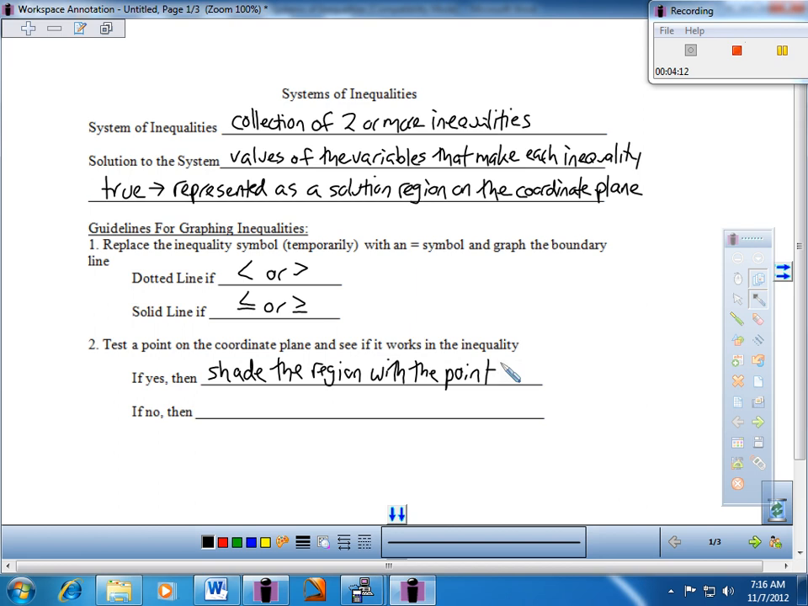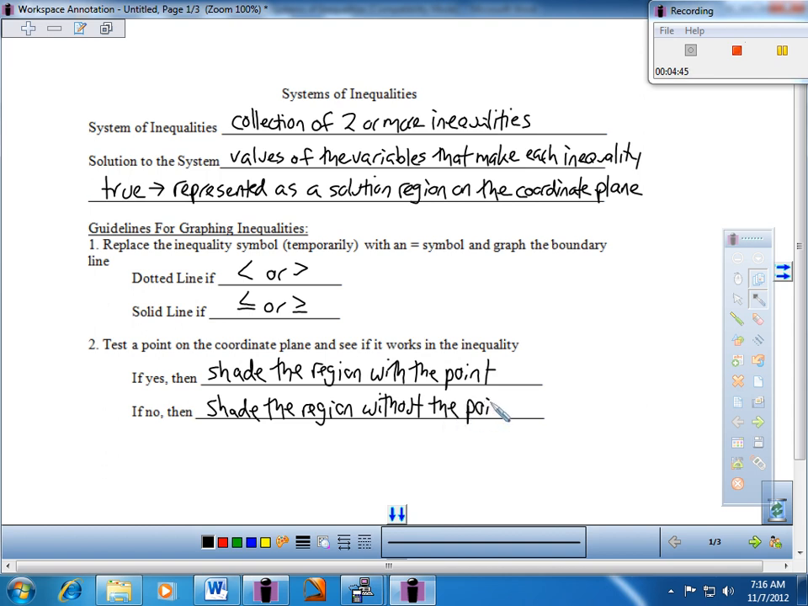So if it works, then everything in that region is going to work. If it doesn't work, then nothing in that region will work, and the other side of the line would work. And so we want to shade the region without the point. And that's what I'm going to write in here. So shade the region, in this case, without the point.